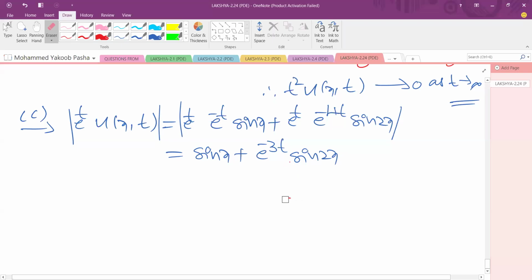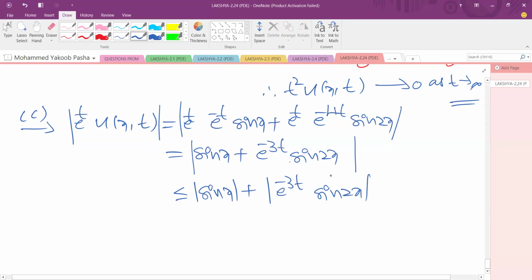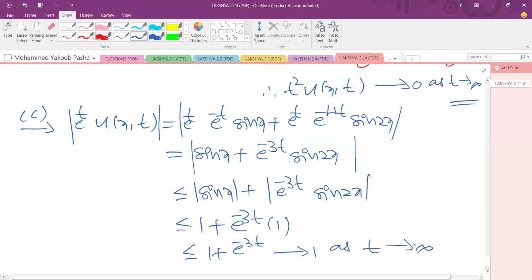Modulus of sin x plus e power minus 3t into sin 2x is less than or equal to modulus of sin x plus modulus of e power minus 3t into sin 2x, since modulus of a plus b is less than or equal to mod a plus mod b. This is less than or equal to 1 plus e power minus 3t, since modulus of sin 2x is also at most 1. So this tends to 1 as t tends to infinity.